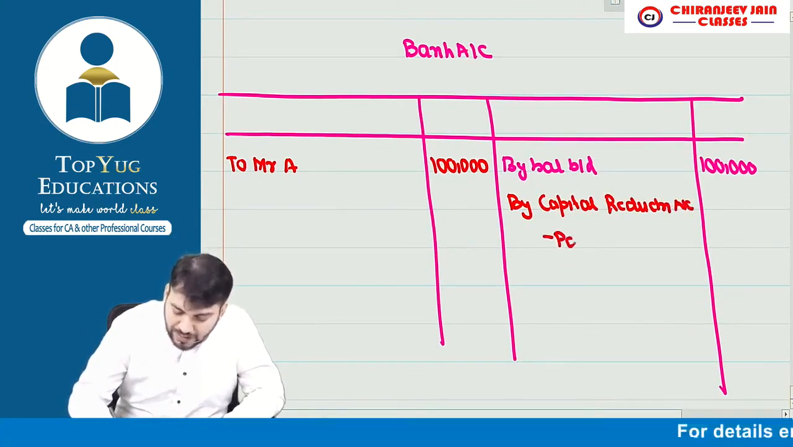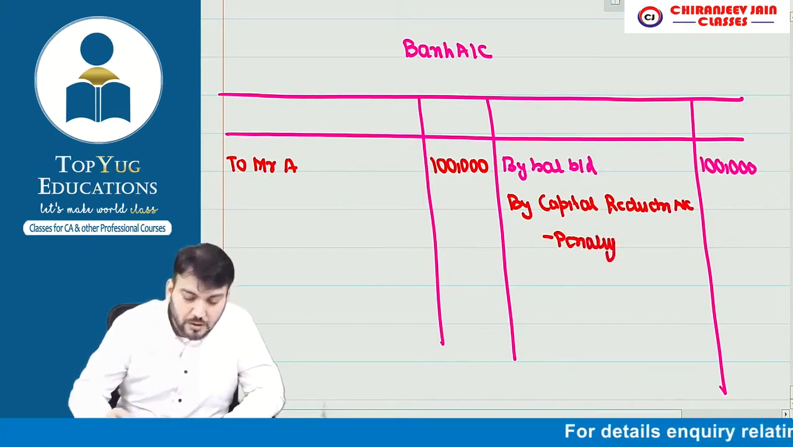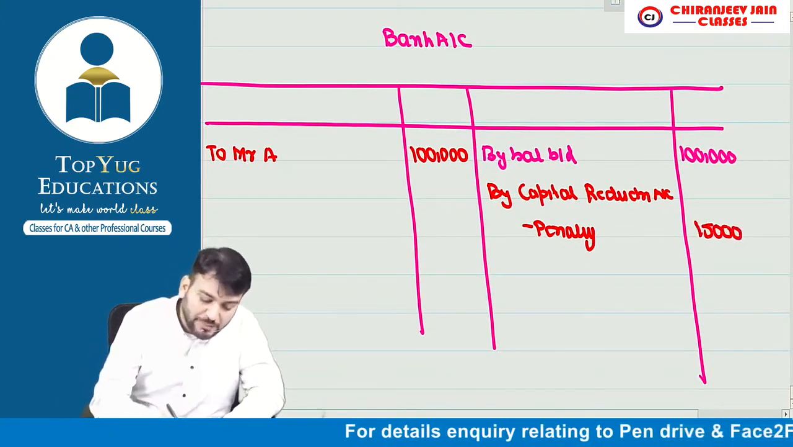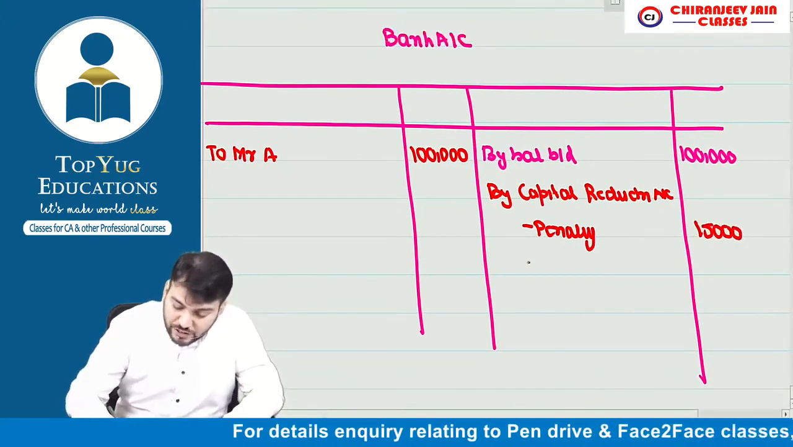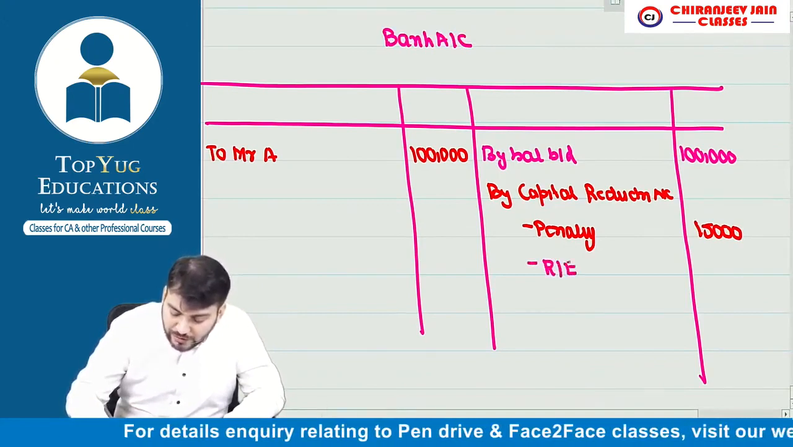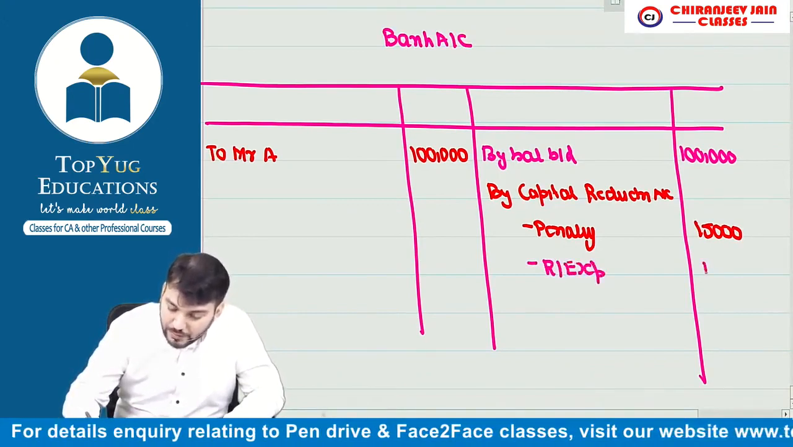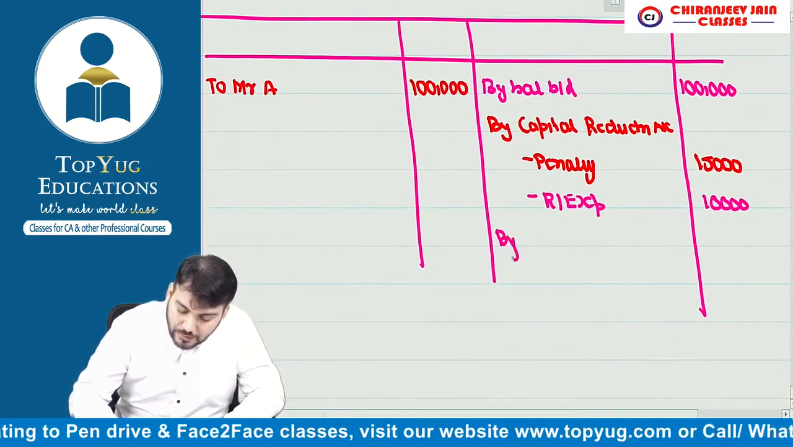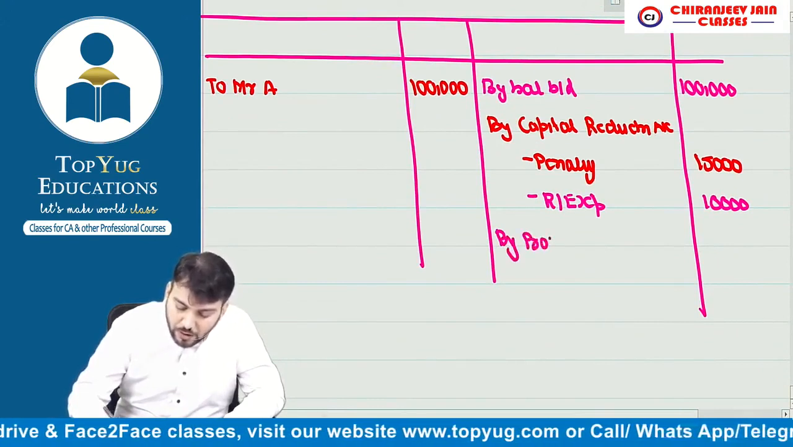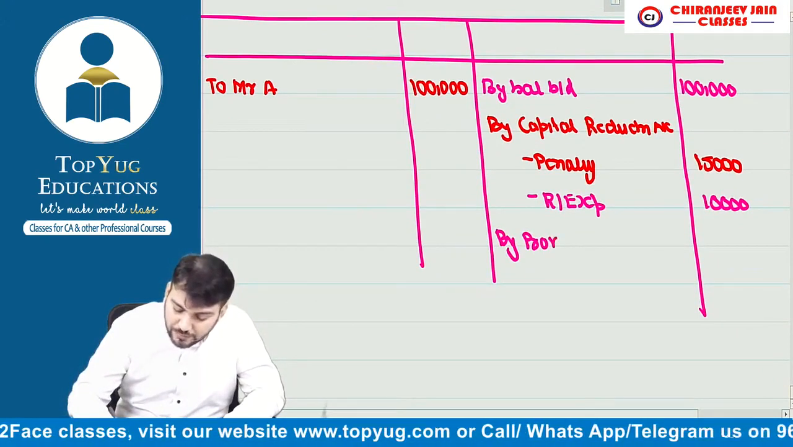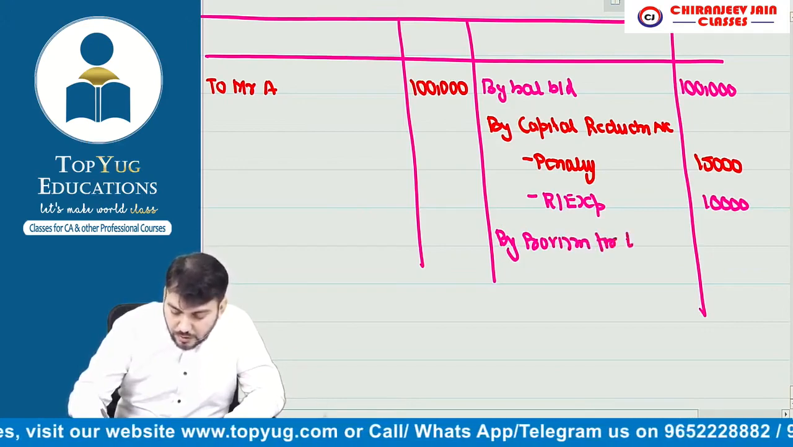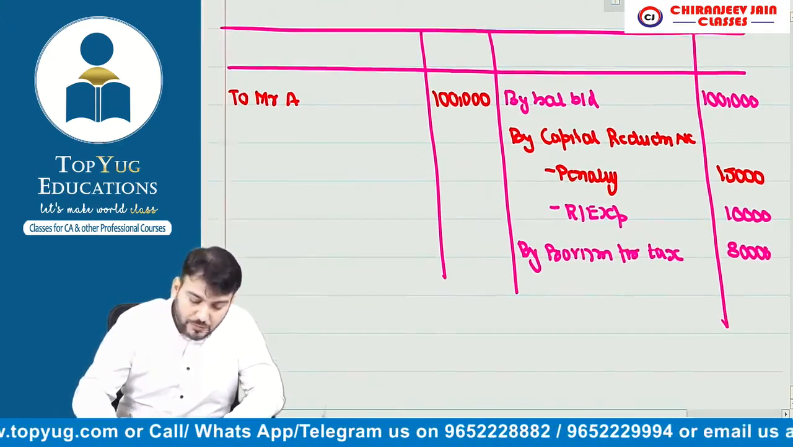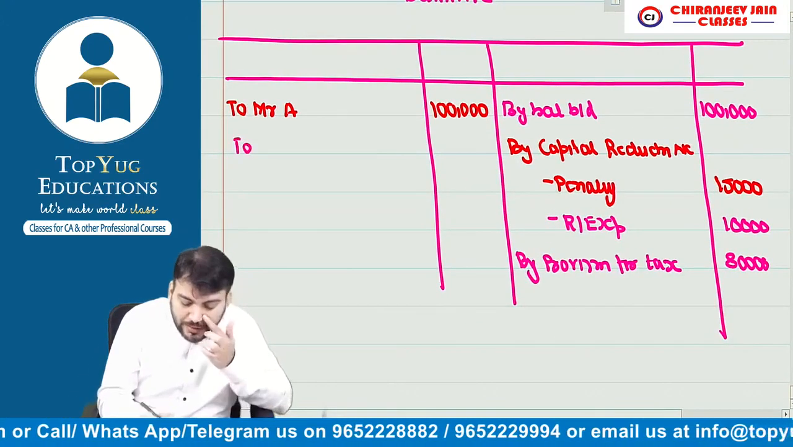You can add a penalty. How much? 15,000. And then there was a payment for reconstruction expense also. So you can add on reconstruction expense, how much paid? 10,000, correct? Then there was a payment for provision for tax. Provision for tax, how much paid? 80,000. And there was one fee received from directors, correct?